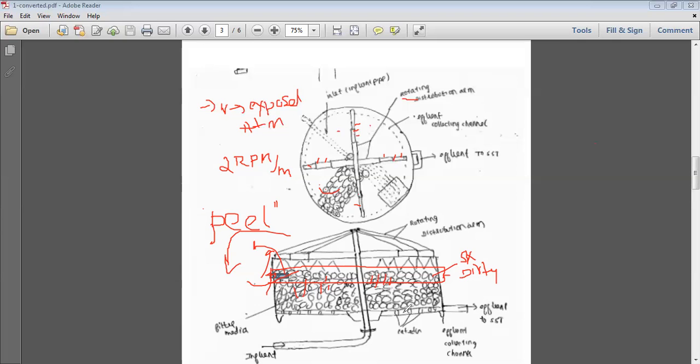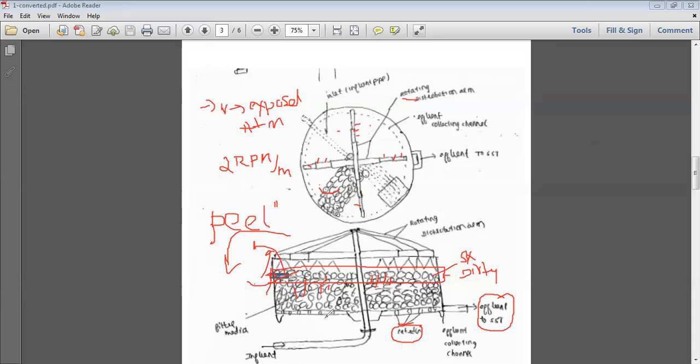But how do we recover the pure water? That is what we want, right? So here you're seeing the effluent going to the SST, the secondary settling tank or secondary sedimentation tank. It will be moved here, and these are inlets. Some laterals actually. These are called laterals.